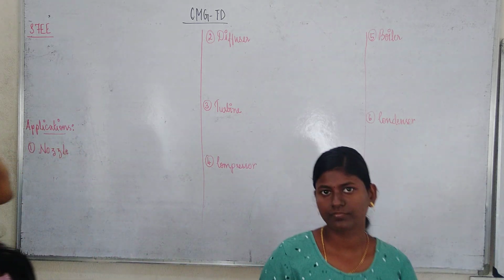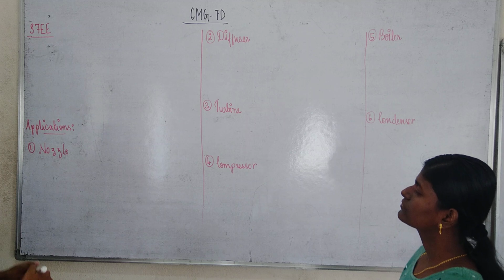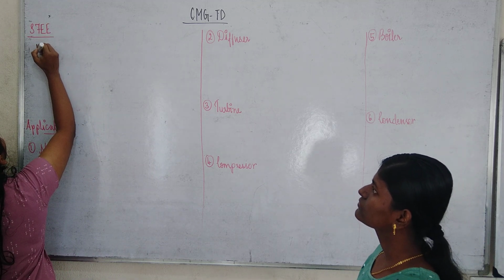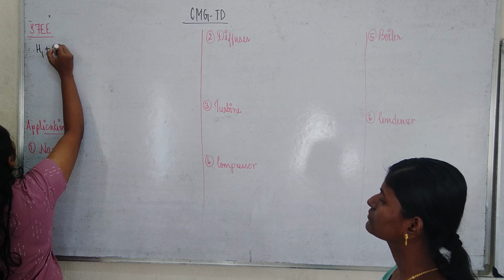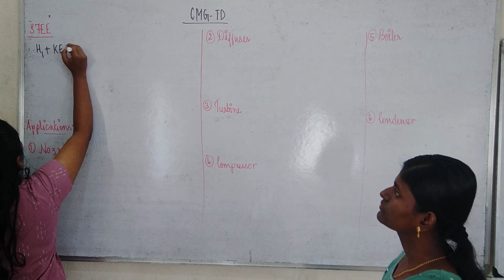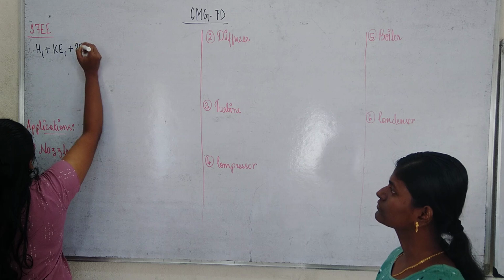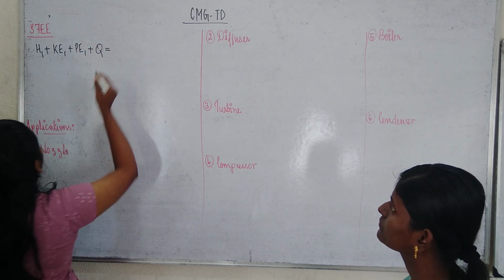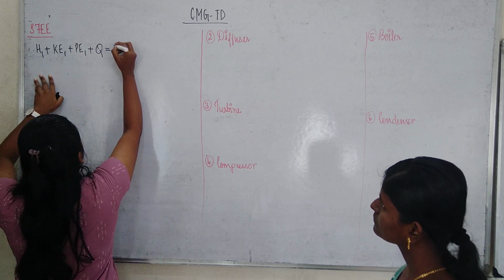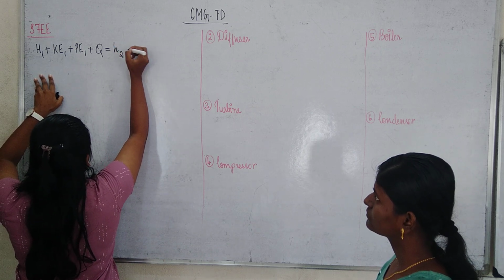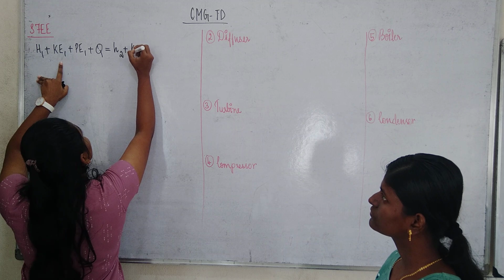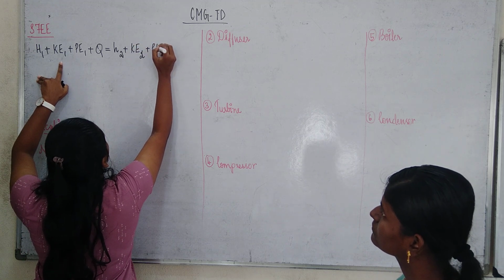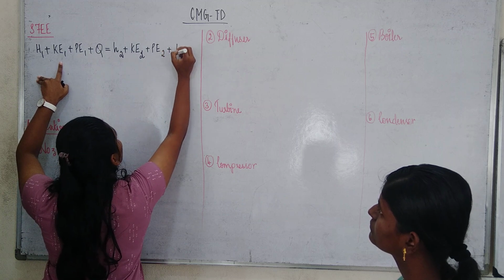So firstly we'll be seeing what the steady flow energy equation is. In the steady flow energy equation we write first enthalpy H1 plus kinetic energy 1 plus potential energy 1 plus heat added. It is equated to another expression, that is specific enthalpy H2 plus kinetic energy 2 plus potential energy 2 plus work done.